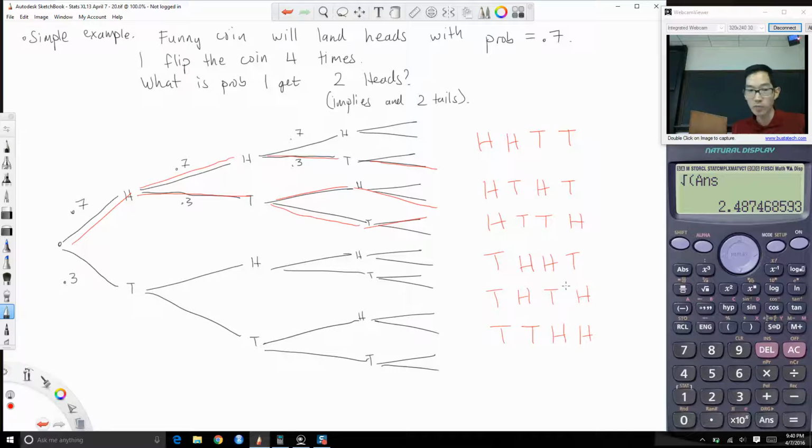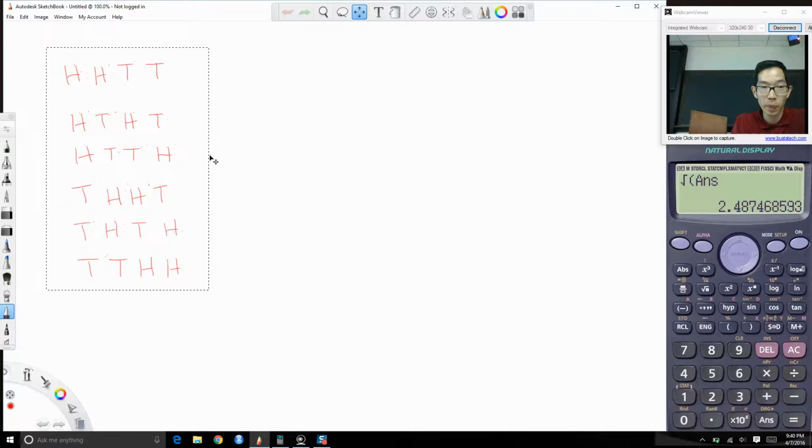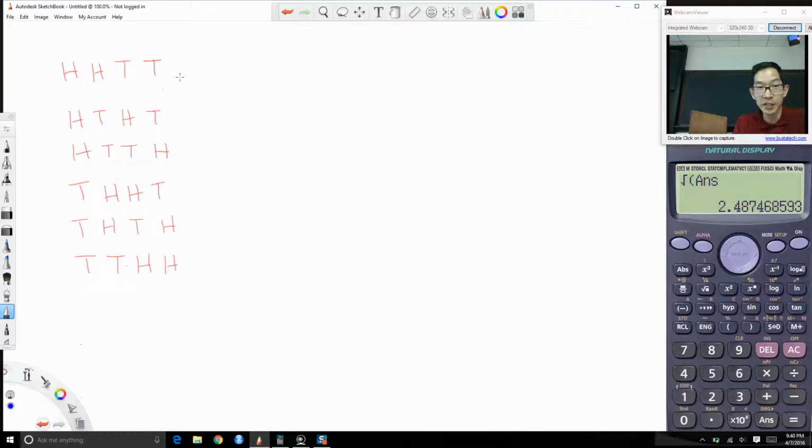Okay, all right, let me copy this over to our next page. Okay, so what's the probability that I get heads, heads, tails, tails? The flips are all independent, right? So I'm going to do 0.7 times 0.7 times 0.3 times 0.3. Is that okay? And then for heads, tails, it will be 0.7 for the heads, 0.3 for the tails, 0.7 for the heads, and 0.3 for the tails.